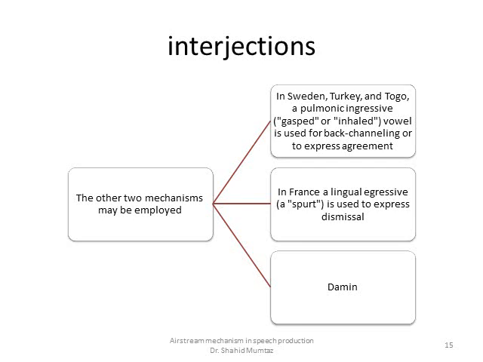Interjections. In interjections, the other two mechanisms, out of six, may be employed. We discussed four, now we're talking about the remaining airstream mechanisms. For example, in countries as diverse as Sweden, Turkey and Togo, a pulmonic ingressive, gasped or inhaled vowel is used for back channeling or to express agreement.